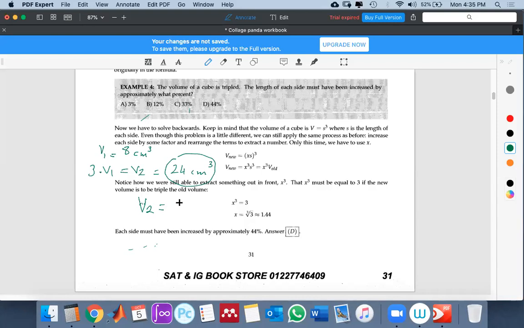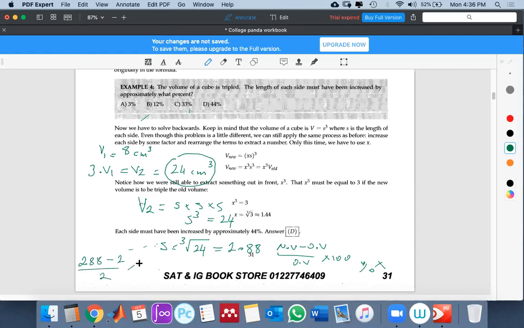Okay, one length, let's call this length S. S times S times S is S cube. S cube is 24, so S is equal to cube root of 24. When you calculate this, it is 2.88. And then you are saying that new value minus old value divided by old value times 100 gives us the percentage change. So new value is 2.88 minus old value 2, divided by 2, times 100. So it will be 0.88 divided by 2, so 0.44 times 100 will be 44.